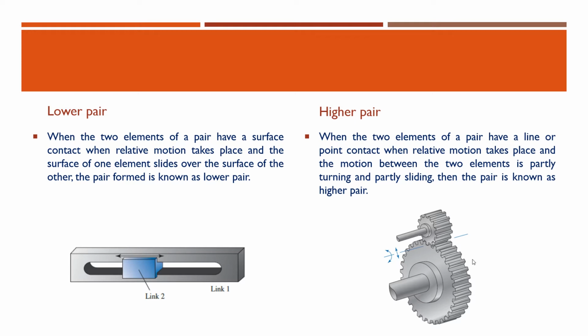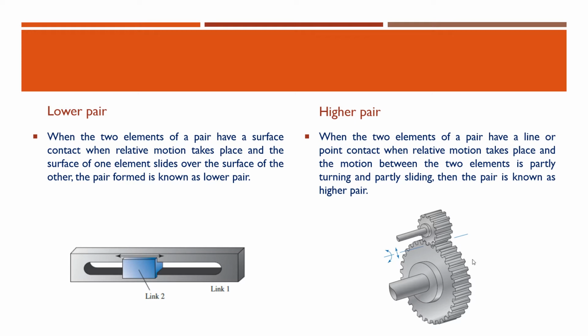Even in the gear you may confuse that there is a surface contact between the teeth. Actually it is not the case. In a gear, the teeth are in the form of an involute profile. So actually there is no surface contact, some line contact is there. So gear is an example of a higher pair. A cam joint, like a cam movement, is an example of a higher pair, and more higher pairs we will discuss in the coming slides.